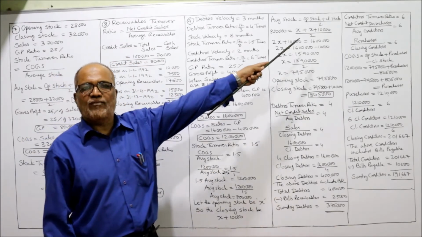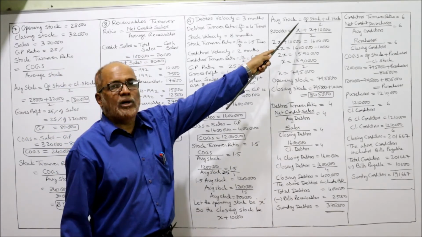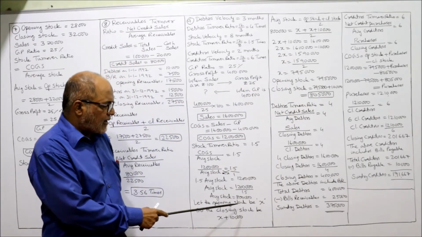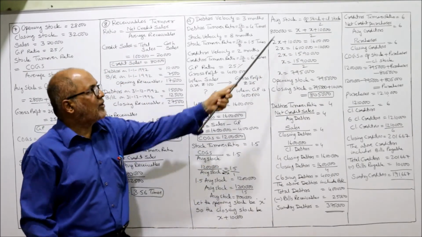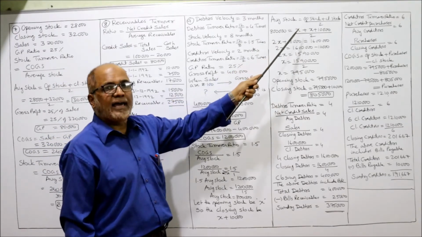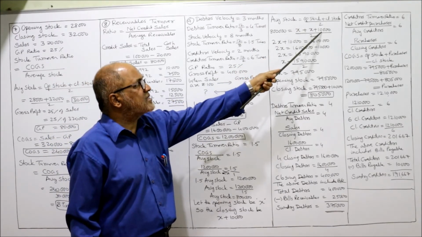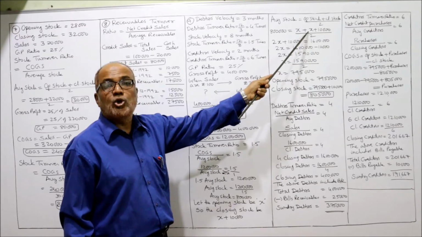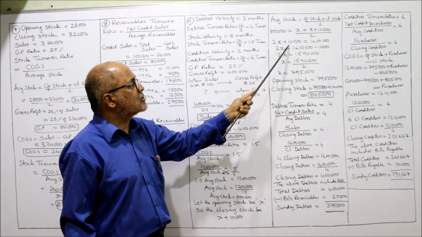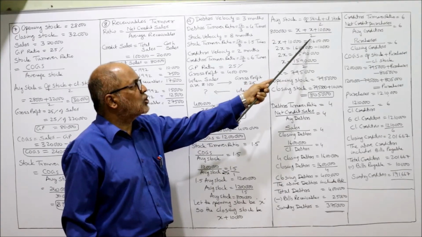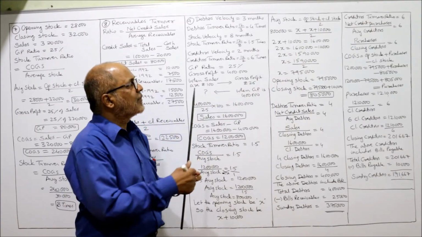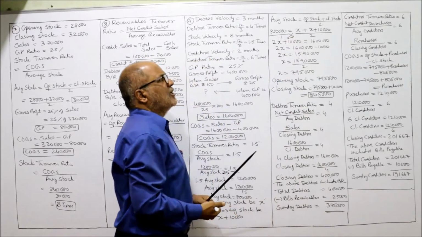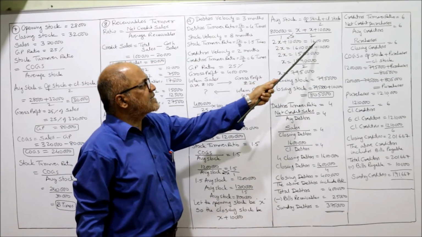Now we substitute in the formula. Average stock is equal to opening stock plus closing stock divided by 2. Average stock we got as 8 lakh. So X plus X plus 10,000 divided by 2. Now X plus X is 2X. 2X plus 10,000 is equal to 8 lakh into 2. Cross multiplication. So 8 lakh into 2 is 16 lakh.